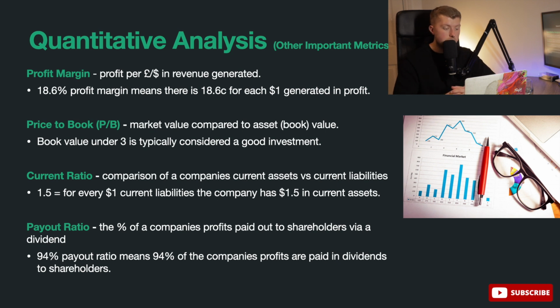The final metric to look at, especially for those of you who are interested in dividend investing, is something called a payout ratio, which in essence is the percentage of a company's profits which they actually go on to pay out to their shareholders by means of a dividend. So, for example, a 94% payout ratio literally means that the company will pay out 94% of the profits in dividends to its shareholders.